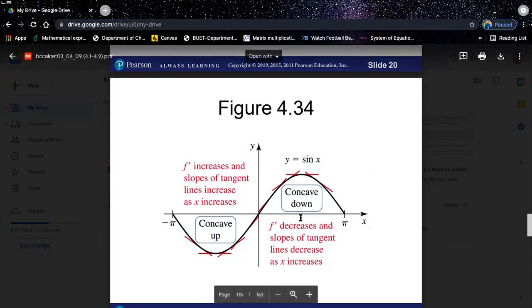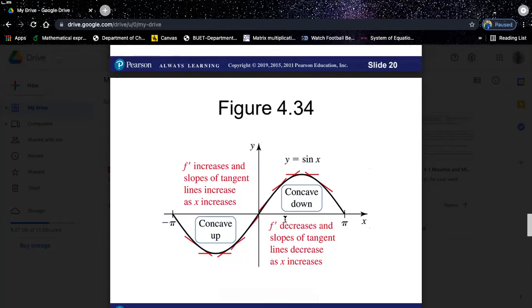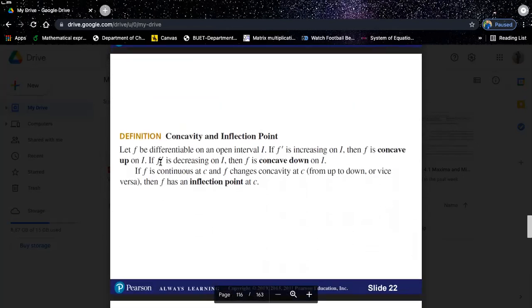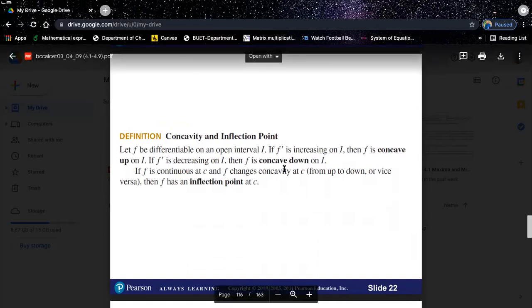Let's see what happens here. As we are moving to our right, it was positive initially, and after the maximum point, it starts to become negative. Just look at the slopes. As we go to the right, as x increases, the derivative starts decreasing. If that's the case, we say it's concave down. That's what the definition says. If f prime, that means the first derivative, is decreasing, then it's concave down.